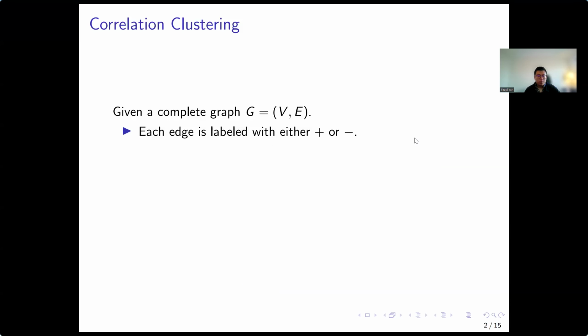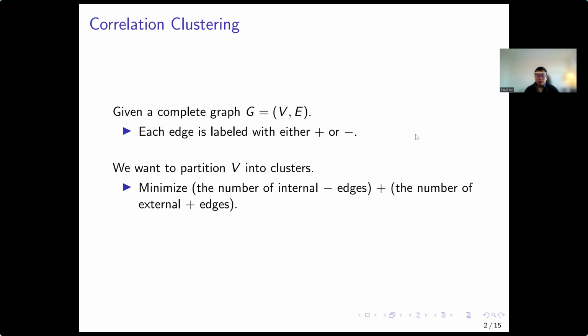In this problem, we are given a complete graph G where each edge is labeled with either plus or minus. We want to partition the vertices into several clusters and minimize the cost, which is defined as the number of internal minus edges plus the number of external plus edges. Intuitively speaking, we want them to be several disjoint cliques, and we measure the difference between them and the cliques.